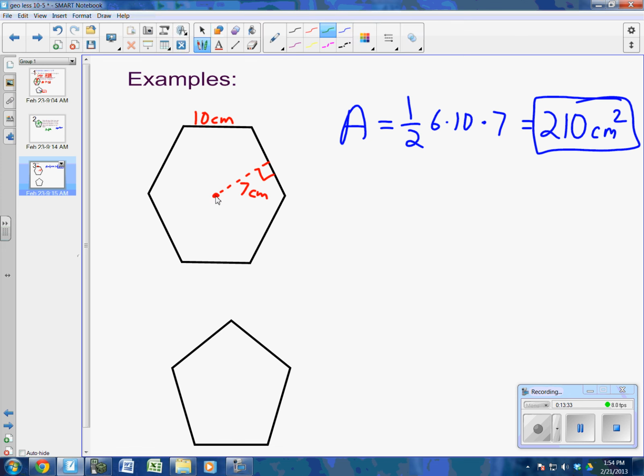Okay? Let's say this time I know that this length is 12 inches. I know that this length right here is 8 inches. And I know that this right here is 10 inches. Find the area of that polygon.